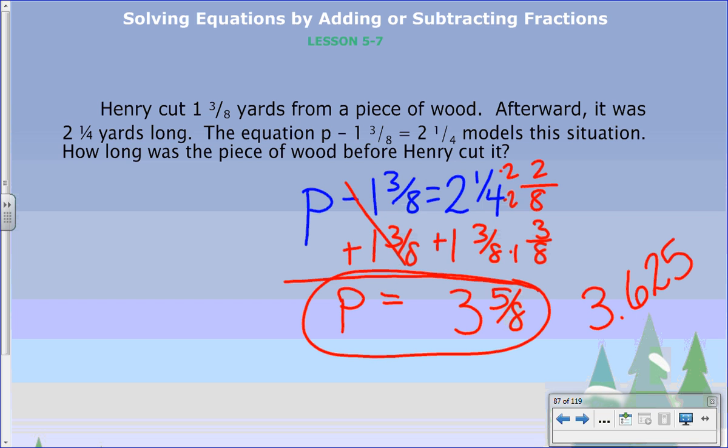And again, if you did this as decimals, I believe you should get 3.625. I believe that is what you get when you divide 5 by 8. But let me just check myself just to make sure. Yes, 5 divided by 8 is 0.625. So now we need a label. So it's 3 5/8 yards. Do not forget a label with those word problems.